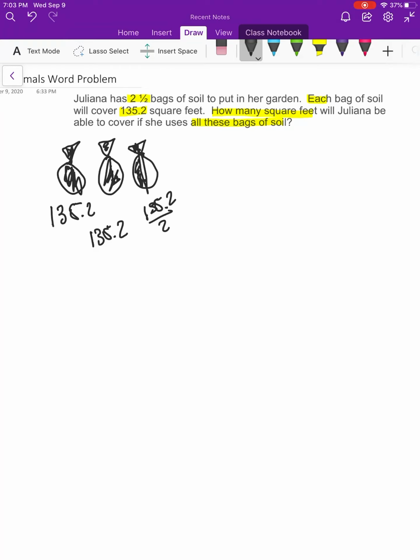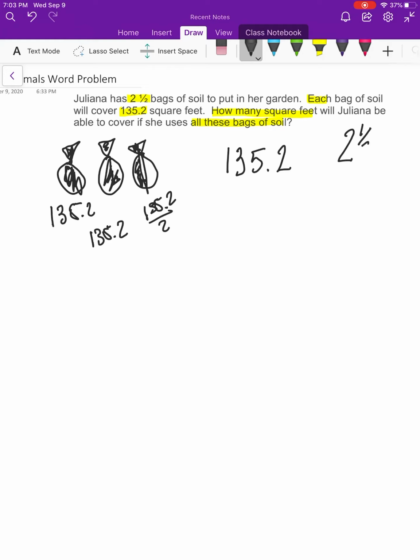Whenever we have a repeat of the same value and we're getting a total, our operation is going to be multiplication. So how much square feet for all of the bags? So here I'm going to have 135.2, and I need to multiply it by the 2.5 bags. But I have a decimal here, so 2.5, I want that to be a decimal as well.